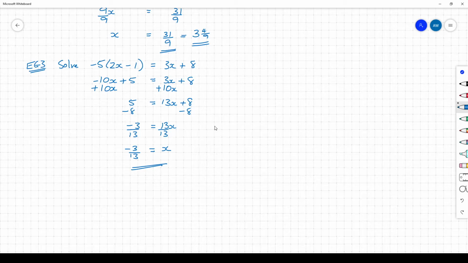That's the video solving linear equations involving a bracket, x's both sides, and therefore we have 4 steps because we've got to go to the bracket first, then we sort out the x's, and then we've got a 2-step equation where we sort out the number and then the coefficient of x at the end.